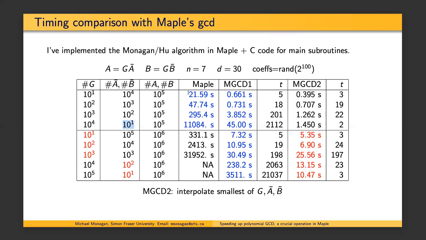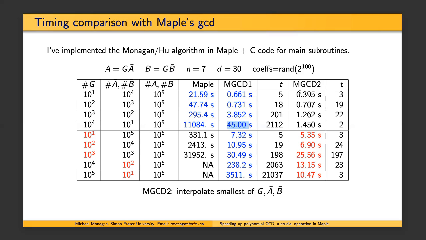And what you see over here is how the new GCD compares with Maple. So for this first test, Maple took just over 21 seconds. The new algorithm took 0.66 seconds. And down here, as the GCD gets bigger, as G gets bigger, it has to do more work because it's got a bigger polynomial to interpolate. So the time goes up. At the bottom here, Maple was taking 11,000 seconds and we are taking 45 seconds. So there's a big improvement there.